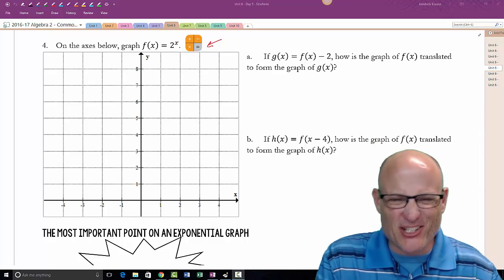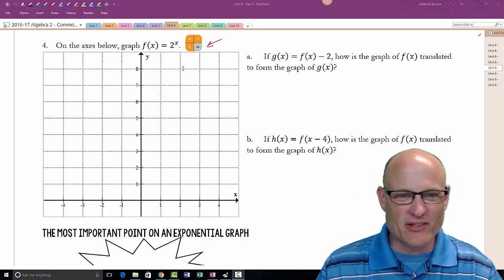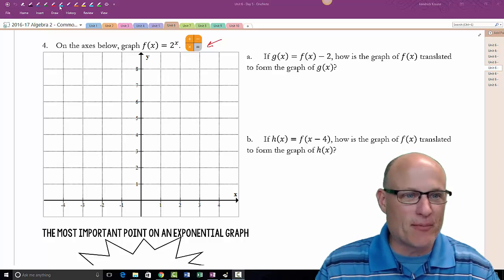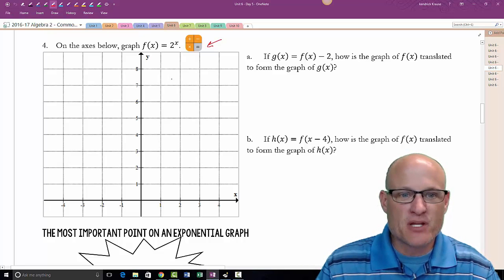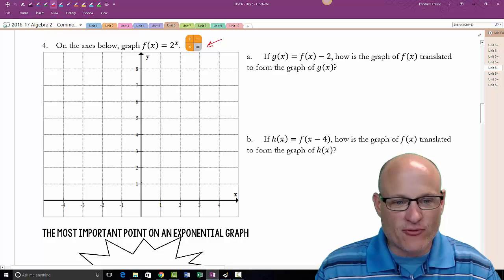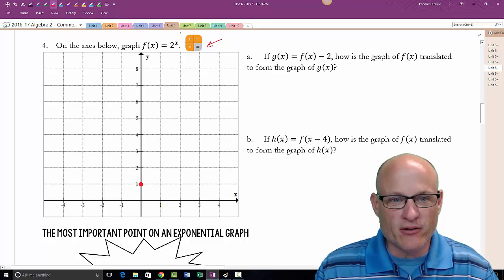Okay, now I said you could use the calculator on this one, but this one's not really that bad. You should be able to probably do this one in your head, right? We know that all exponential functions go through the point (1, 0). The next point they're going to go through, if you put a 1 in here, what is the next point they're going to go through? Well, 1, and then 2 to the 1 is 2.